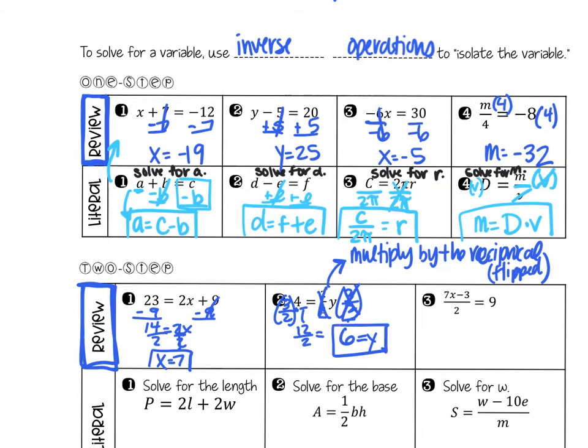Okay, and then 3, I want to move this divided by 2 first. So I multiply by 2 to cancel it, and I multiply 9 by 2. So then I have 7x minus 3 equals 18, and then just go from there, add 3, 7x equals 21, divided by 7, x equals 3.